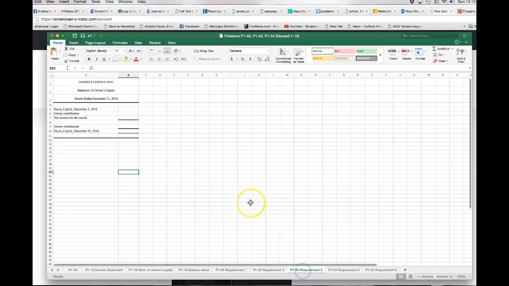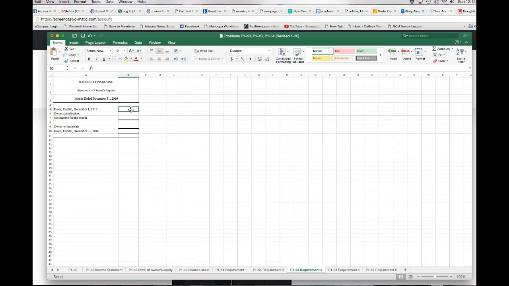The next one is to do your statement of owner's equity. Now remember, this is a new business, so it began on December 1, 2016. When there's a beginning capital of a new business, there is no capital. So this would be a 0 balance, just to give you a hint there. Because it's a new business, there's no ending capital from the previous period, so there's no starting capital.